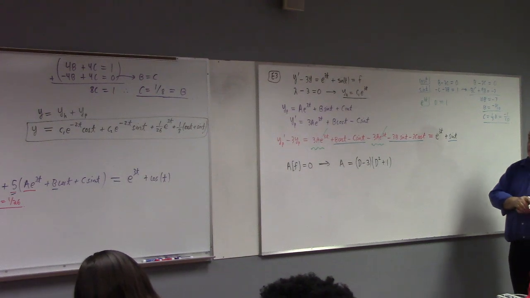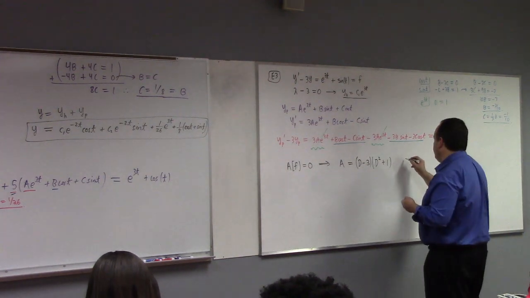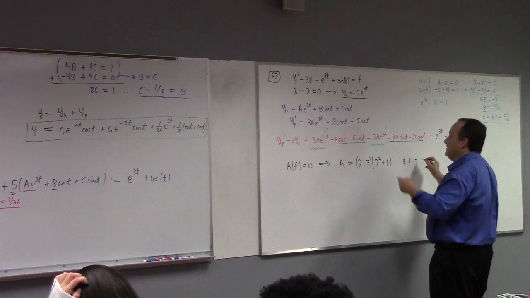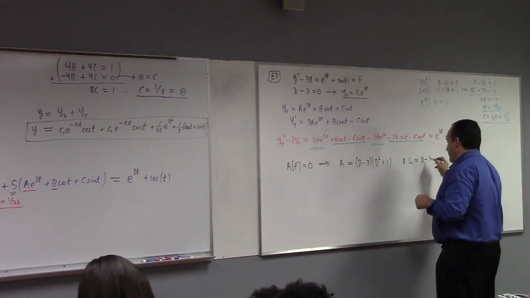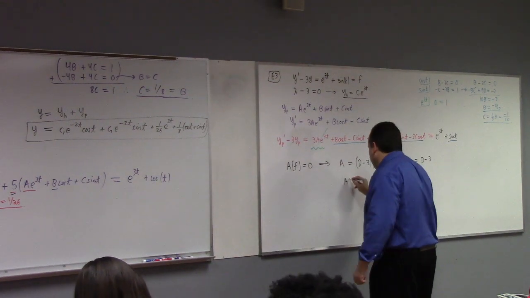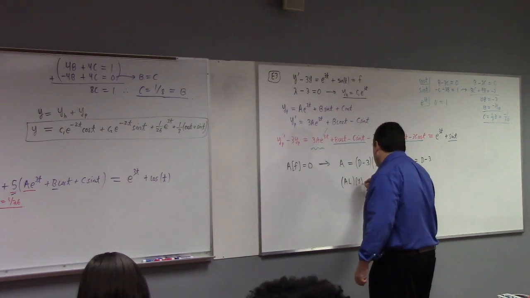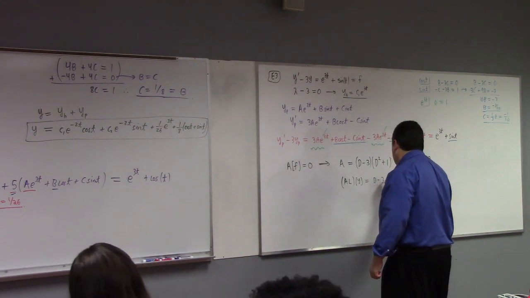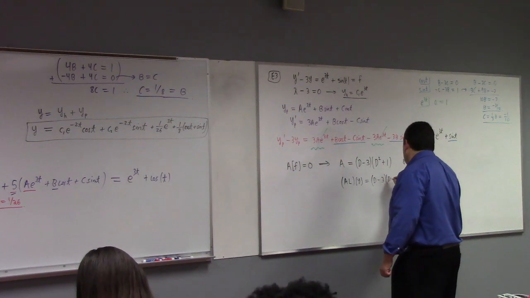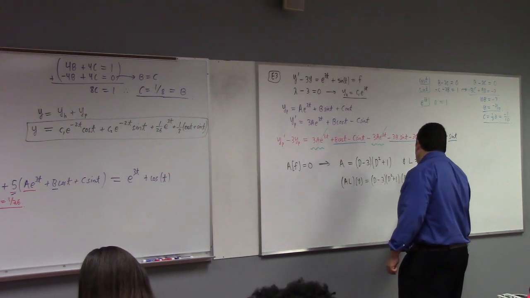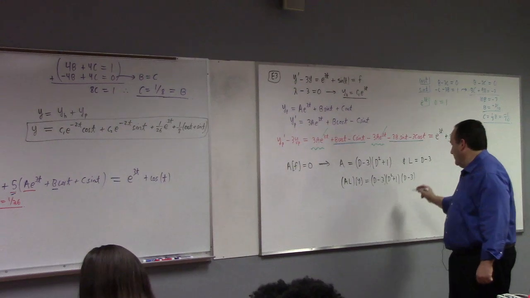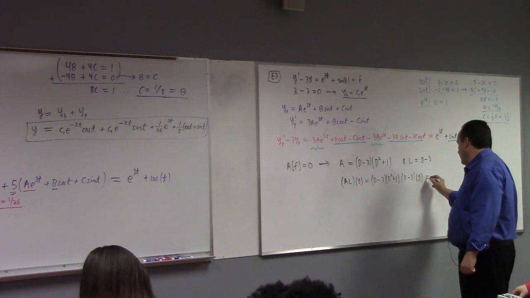So there you go, that's the annihilator. Here, the L is just D minus 3 in this problem. So when I look at A L y, I just get (D minus 3) times (D squared plus 1) times (D minus 3).